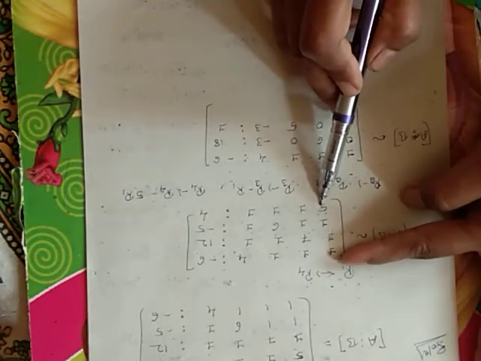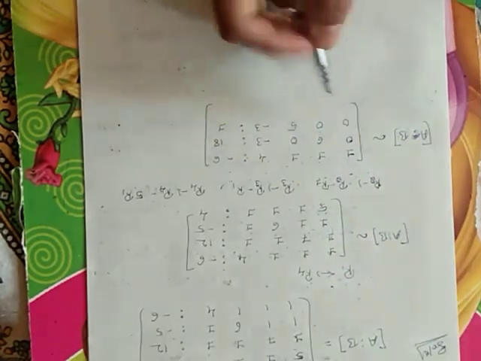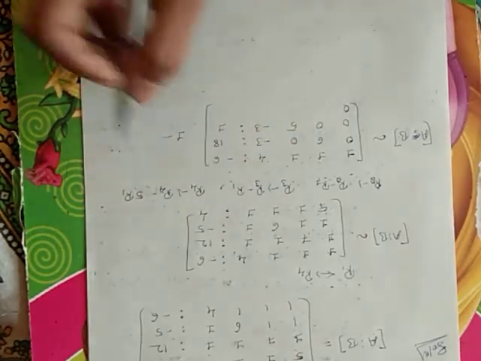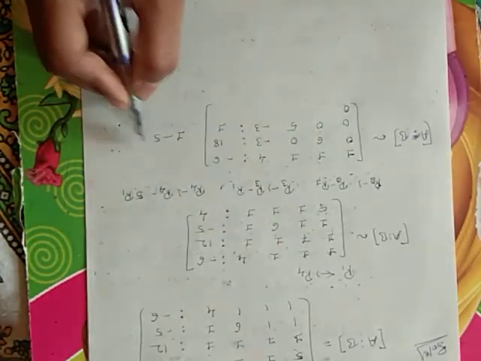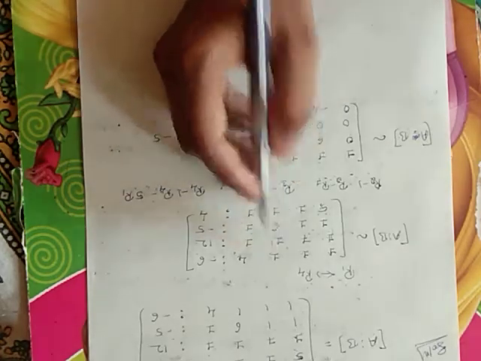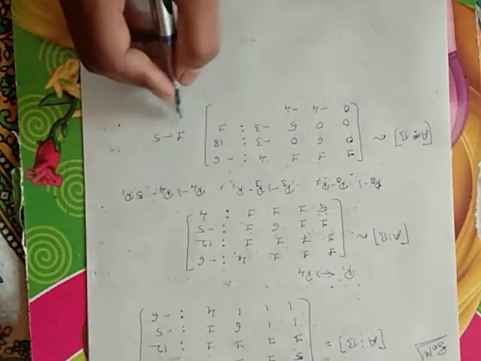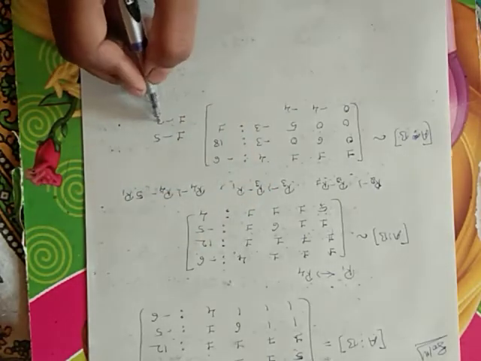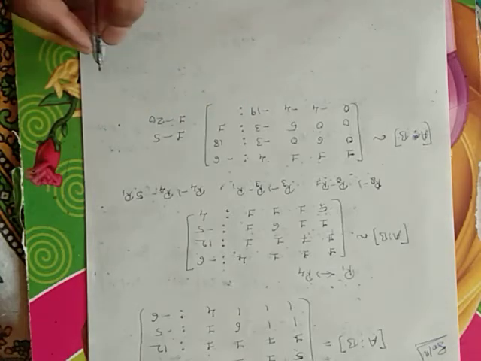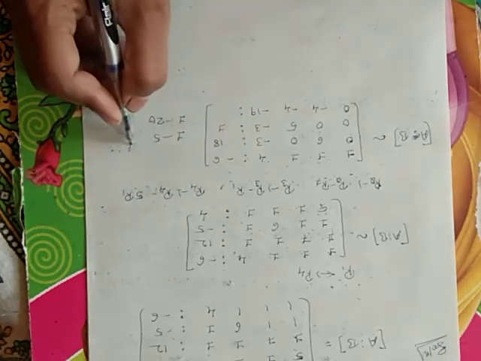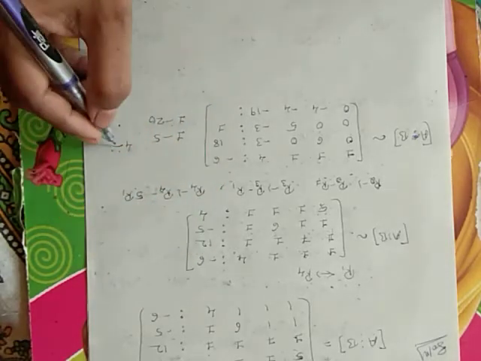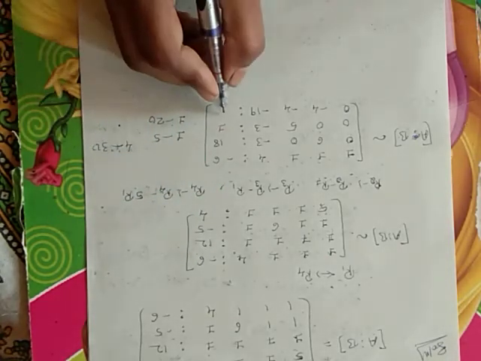5 minus 1 into 5, 0. 1 minus 1 into 5, that is 1 minus 5, minus 4. 1 minus 5, minus 4. 1 minus 5 into 4, 20, so 1 minus 20, minus 19. 4 minus 6 into 5, minus 6 into 5 is minus 30, minus of minus, plus 30, 34.